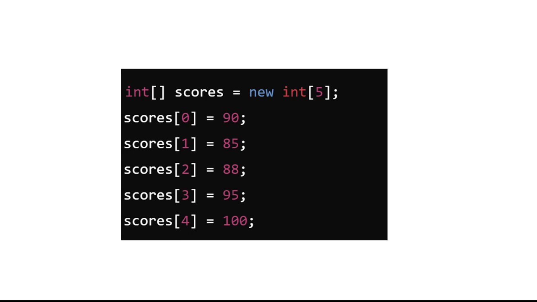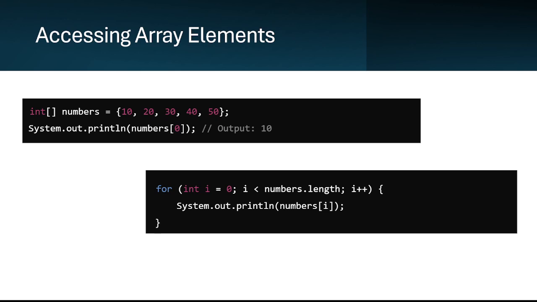So this is an example of how you would access specific elements in an array. To work with arrays, you need to understand how to access and modify their elements. In Java, you access an element of an array using its index. Remember, array indices in Java are zero-based, so the first element is at index 0, the second at index 1, and so on. In this example, you can see we're creating an array called numbers, and then we want to output the element at index 0 of the array numbers, so we would output 10.